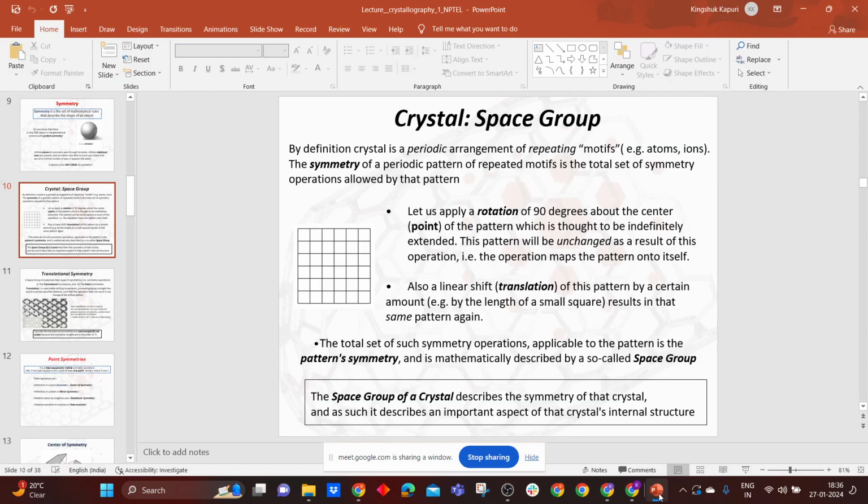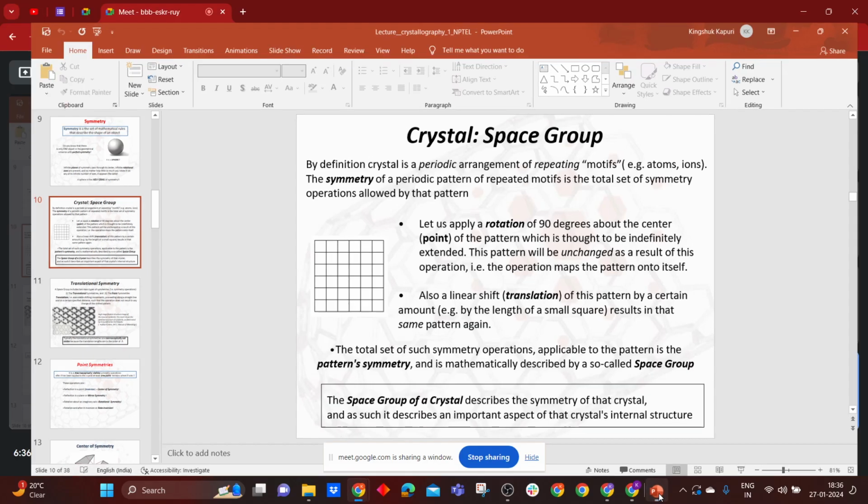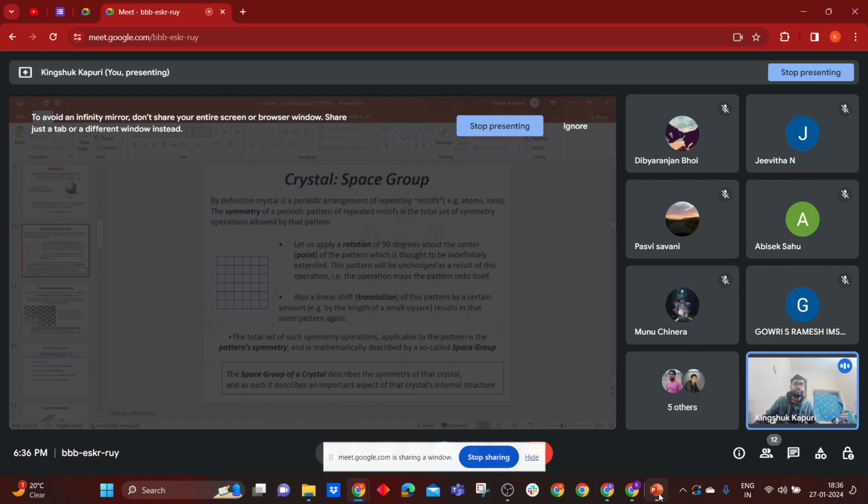Now, the total set of such symmetry. You guys have also come across the term that there are many kinds of symmetry elements, right? One is the mirror plane symmetry that you all know about. One is the inversion symmetry. There are also fold axes in which this symmetry can be described. Fold axis.